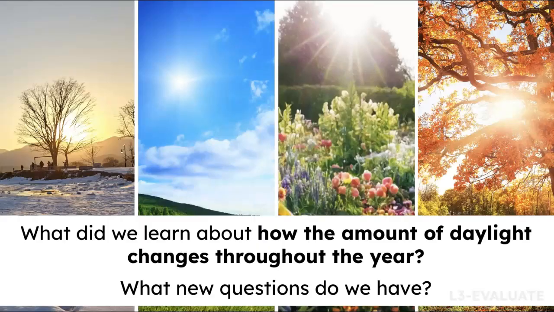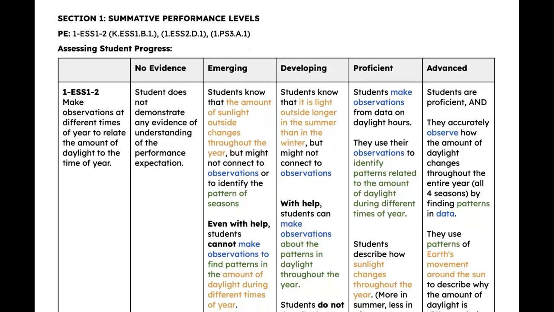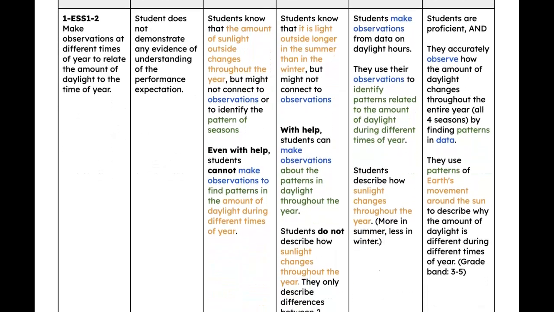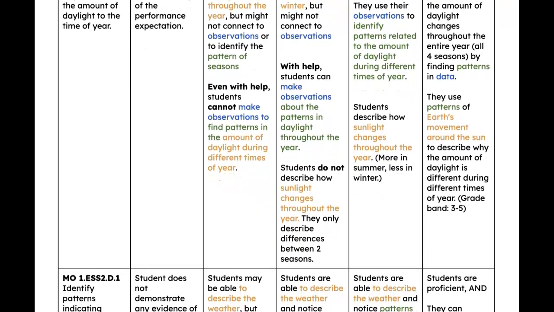To support student sense-making across the unit, you'll orient students back to the driving question board. You'll ask, what did we learn about how the amount of daylight changes throughout the year? And what new questions do we have? Refer to the Section 1 performance levels to summatively assess student progress for this section.